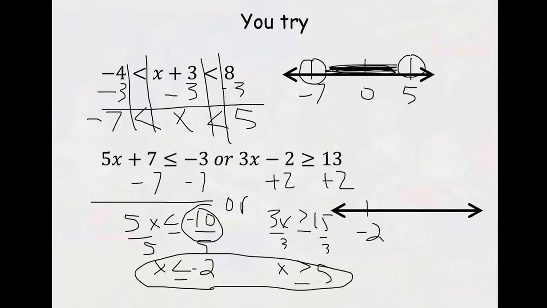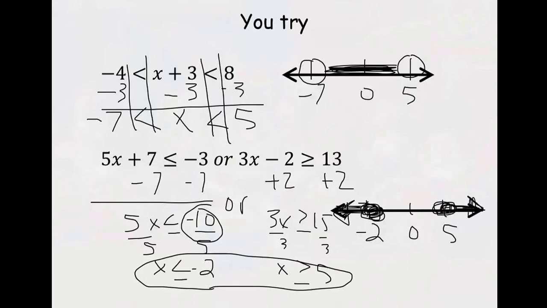I'm going to do -2. Here's 0. Here's 5. So x is less than or equal to -2. That's a closed circle, and we shade to the left. And x is greater than or equal to 5. That's also a closed circle. We shade to the right. And this is another example of what ORs generally look like.